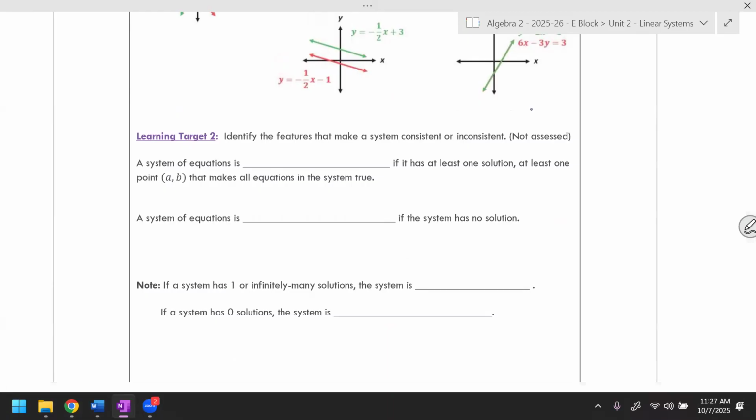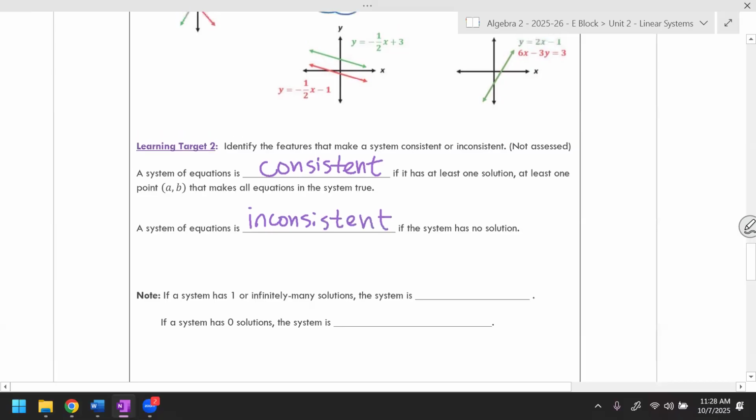Here's a bit of vocabulary for you guys. This vocabulary is not going to be on the test. We're not going to ask you to memorize this word, but if the word shows up, you should know what it means. Does that make sense? That's what "not assessed" means. A system of equations, if it has at least one solution, is called consistent. Meanwhile, if it has no solutions, it's inconsistent.